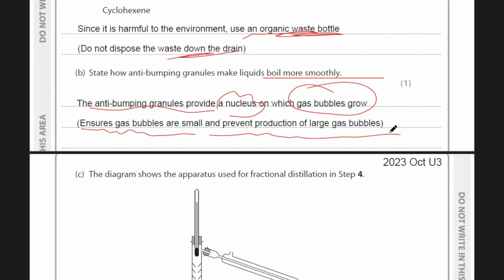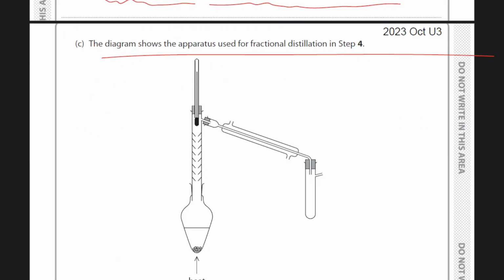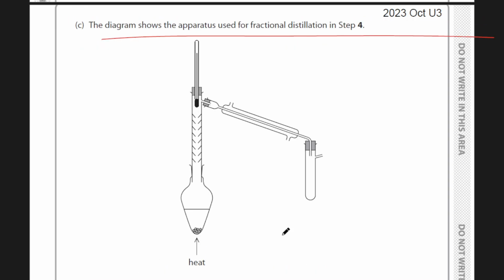So providing more nucleation sites is going to drastically increase the boiling rate, and it's going to be very smooth basically. Anyways, the diagram shows the apparatus used for fractional distillation in step 4. So this is the diagram.